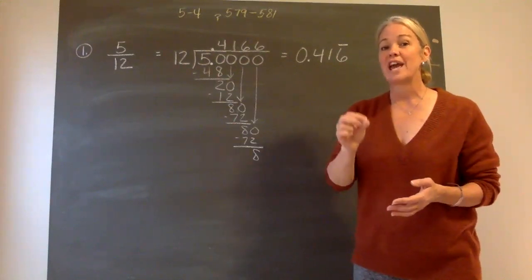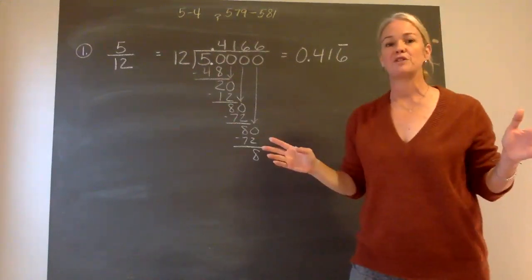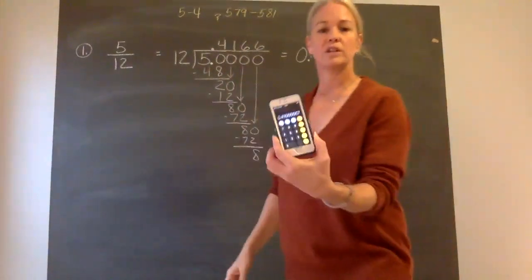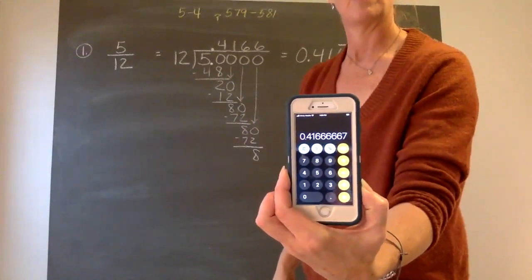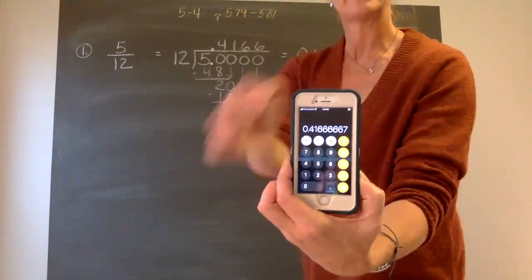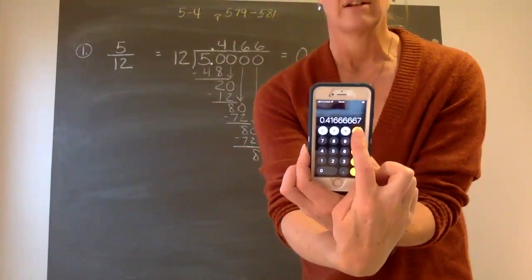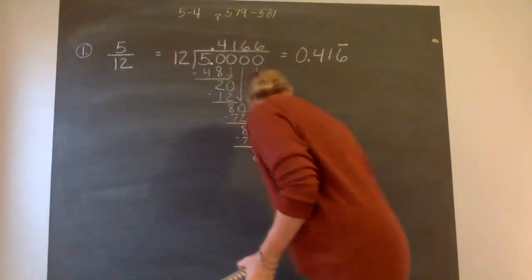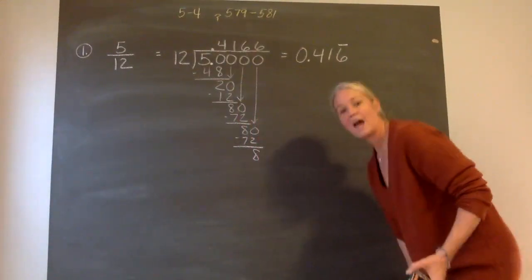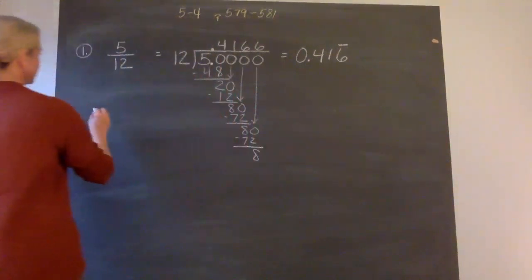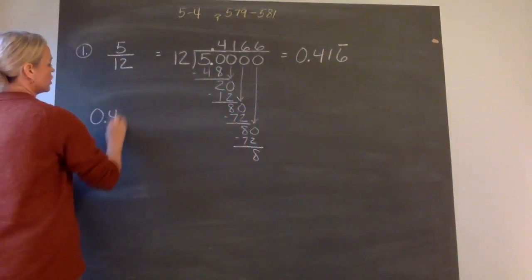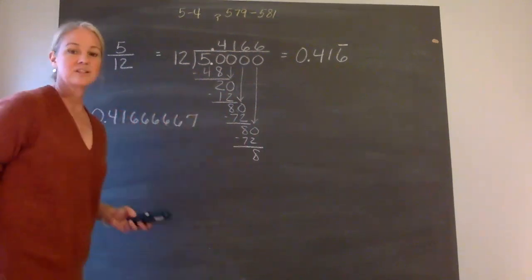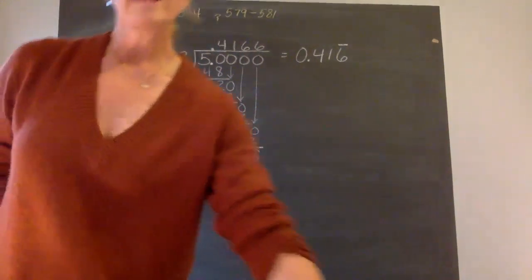If you use a calculator, which probably a lot of you will do, and if you take 5 divided by 12, this is what the calculator gives you. 0.41666667. There's a 7 at the end. Sometimes kids will not recognize what has happened here. So when the calculator says 0.41666666, and then it ends with a 7, why do you think that is?